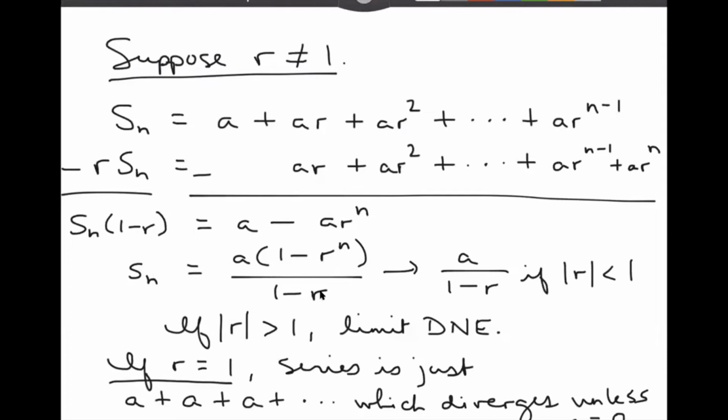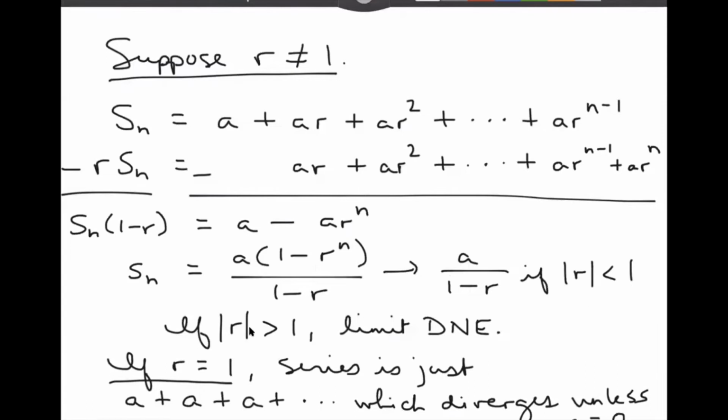Now, if the absolute value of r is less than 1, then that means that we're taking a small number and raising it to a big giant power. So as n increases without bound, this expression is going to converge to a over 1 minus r, and that's because r to the n approaches 0. That's if the absolute value of r is less than 1.